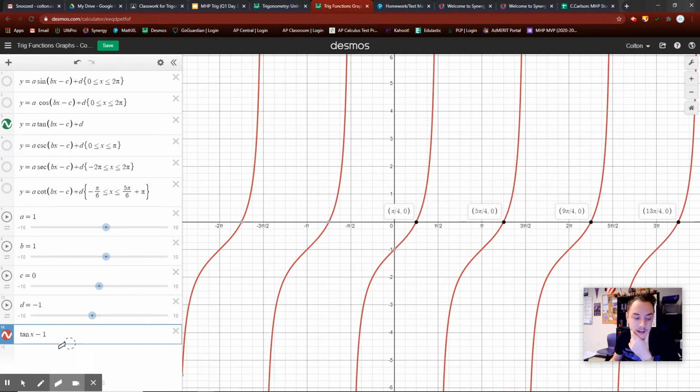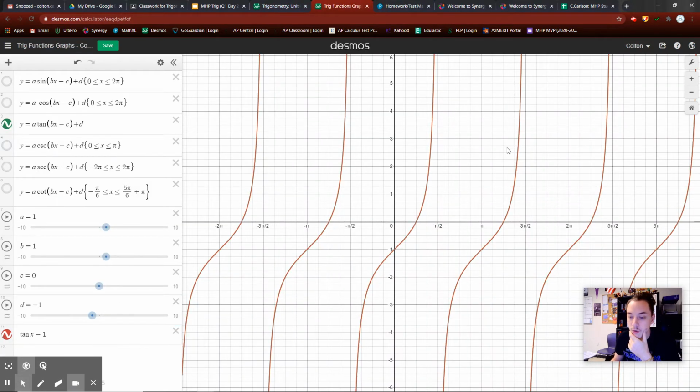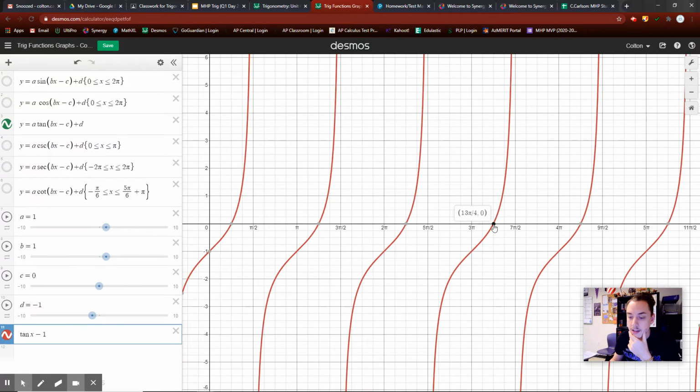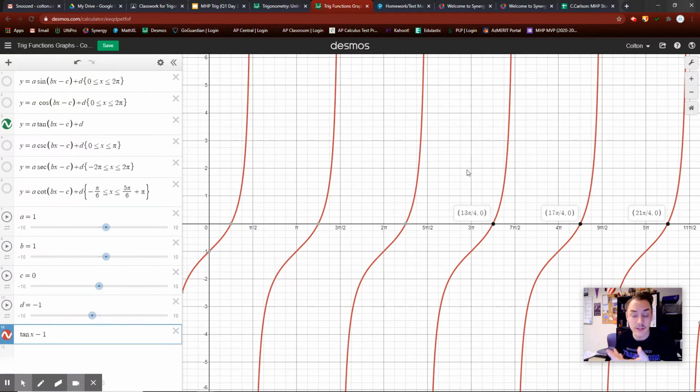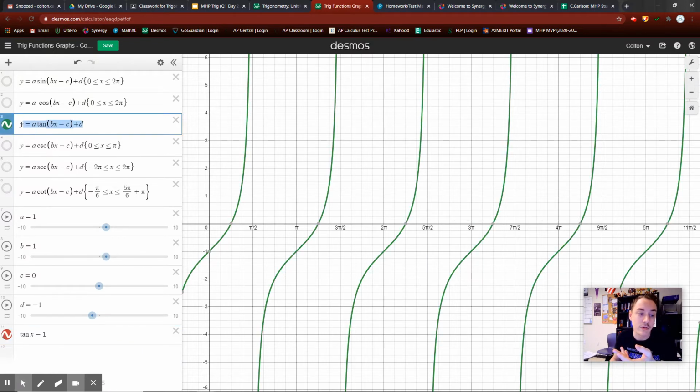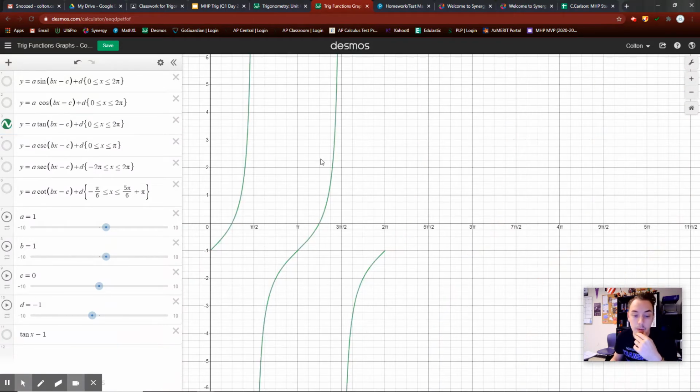And if I continued down, let me erase this. If I continue down and just scroll over, that's 13 pi over 4, 17 pi over 4. If I continued, I would get 21 pi over 4 and so forth. You see this? So I can continue this over and over again. But notice how my tangent graph is not restricted. What if I restricted it? What if I took just 0 to 2 pi and restricted it like that? What would happen then?